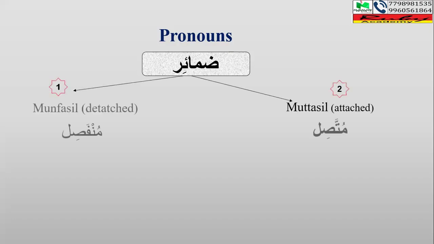The first one is munfasil, that is, detached. Detached means they are separate. And muttasil, attached. They always attach with one of the words. So in today's lesson, we are going to focus on munfasil, that is detached.